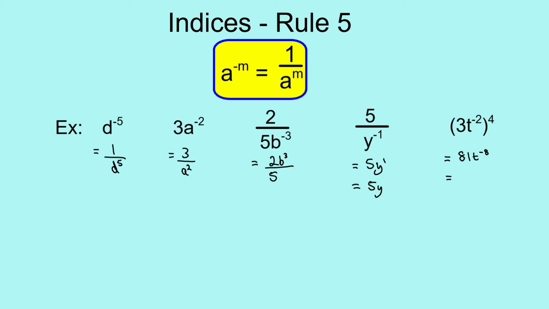Now, what we don't want is a negative power in our final answer. So we're going to leave the 81 where it is and bring the t to the power negative 8 down to the bottom line to make it t to the power positive 8. And that's how we deal with that. So that's your negative indices rules. Now, that can be mixed up with all the different rules that you've seen so far. And it's quite important that you are careful, as always, when dealing with negative numbers.